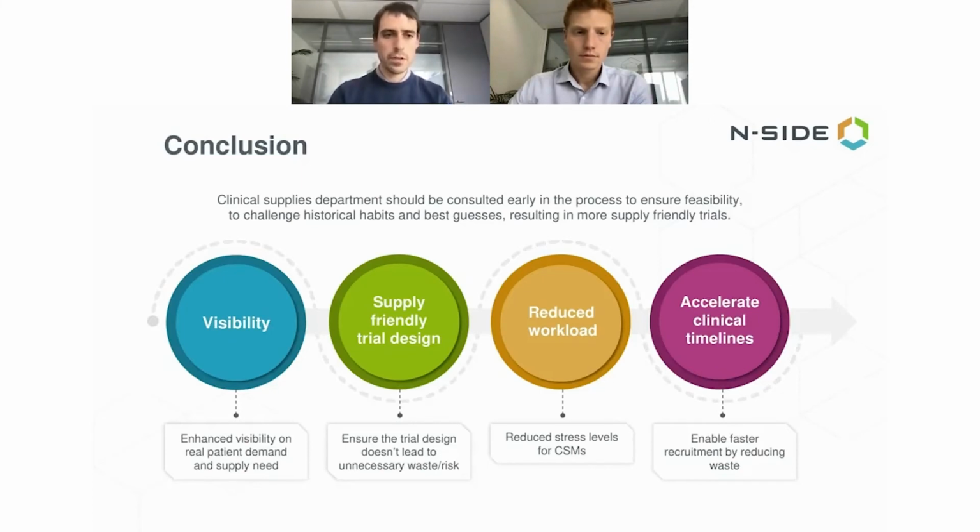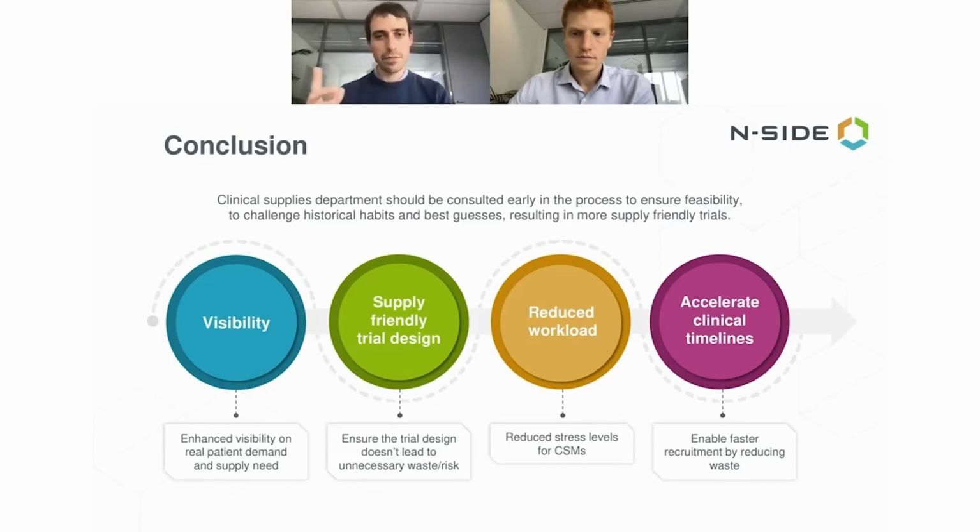Implementing this process gives visibility on the real patient demands. So you no longer have to rely on best guesses on Excel sheets to make sure that you plan enough kits for your patients. It ensures that you lower the unnecessary waste and risk. It reduces the workload. That's very important. It reduces stress level for clinical supply chain managers, because you no longer have to deal with urgent shipments because there is a stock out in Brazil. If you can adapt the number of SKUs to those levels, for example, it's easier to deal with a trial with 4 SKUs, 4 different kit types rather than 12, if you plan the kit design in a smart way.